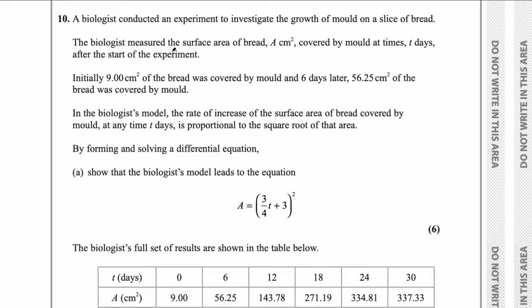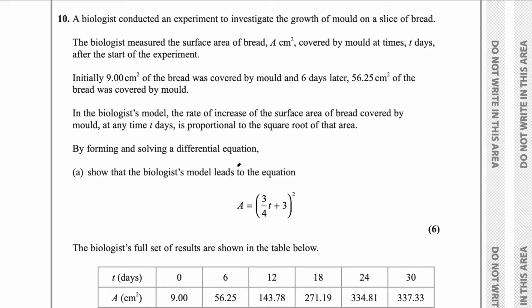bread. The biologist measured the surface area of bread A centimeters squared covered by mold at times t days after the start of the experiment. Initially, 9 centimeters squared of the bread was covered by mold, and 6 days later, 56.25 centimeters squared of the bread was covered by mold. In the biologist's model, the rate of increase of the surface area of bread covered by mold at any time t days is proportional to the square root of that area.